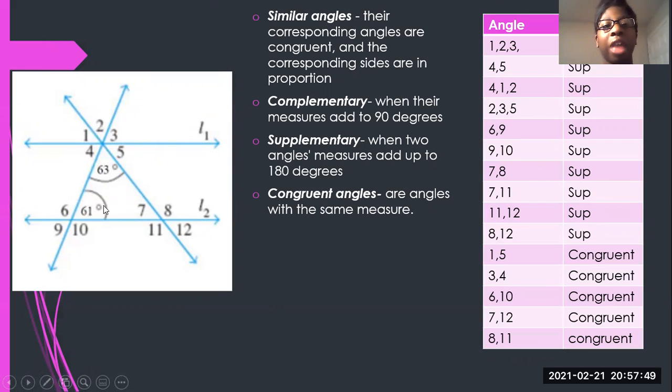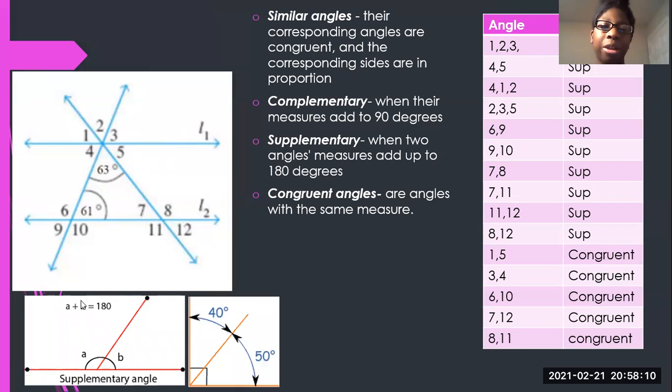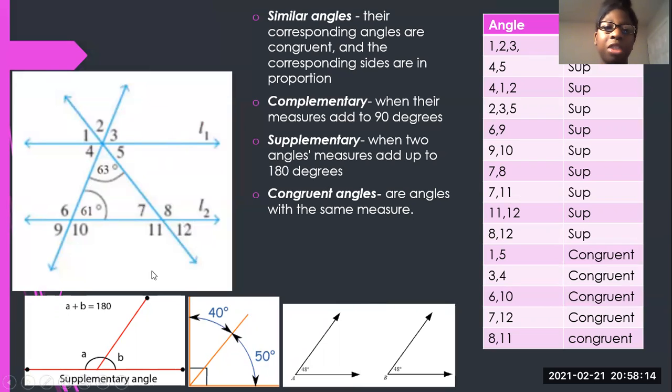So now that we know what are supplementary and congruent, we see that 9 is 61. And we also know that 6 and 61 are supplementary angles, which equal 180 degrees. So we'll have to do 180 minus 61, and it will give us 119. And we'll just keep continuing this. So let's go and have a better understanding on the next slide. But again, these are our angle definitions.